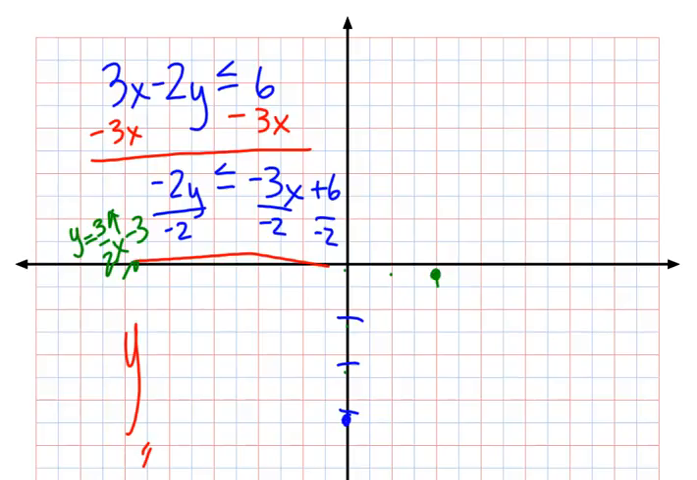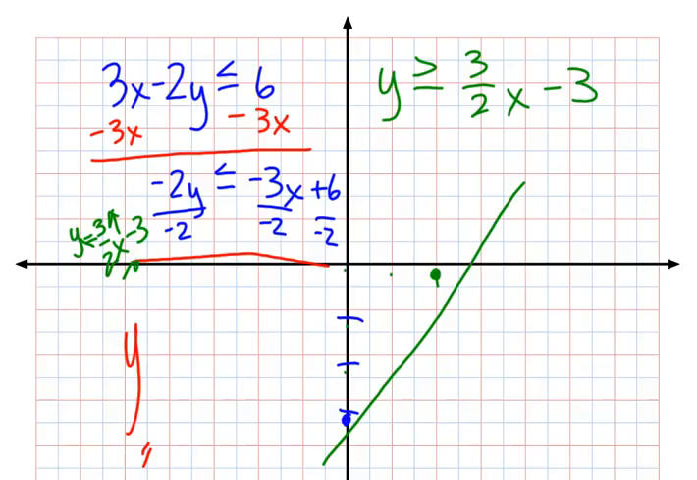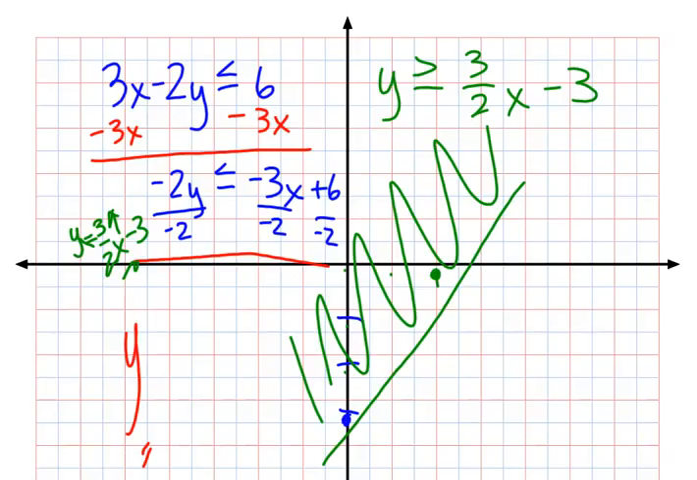Now, because there's a less than or equal to sign, we need a solid line. And now it's greater than. If you look, it's y greater than or equal to 3 over 2x minus 3. Since it's greater than, I'm going to shade above. Okay, it's a solid line. The symbol changed directions because we divided by a negative.